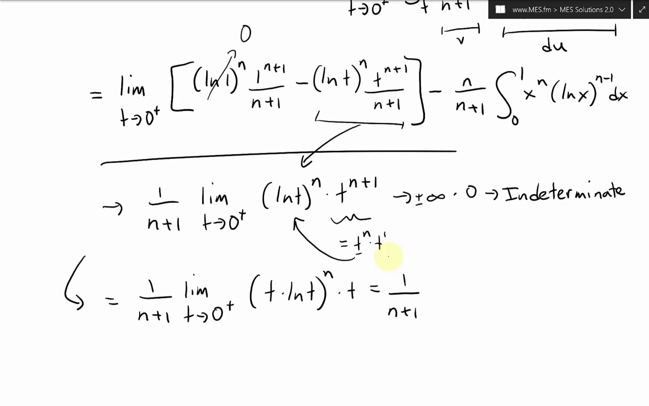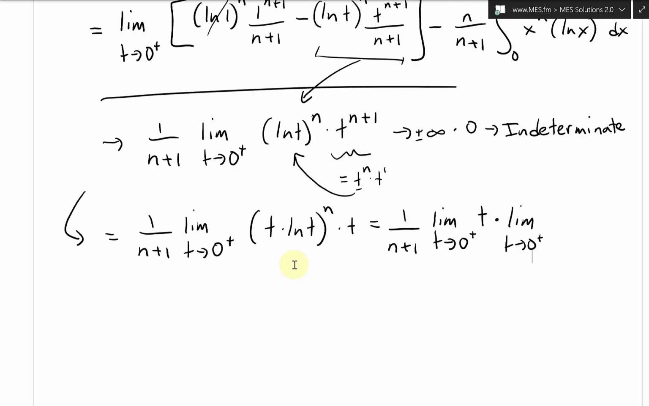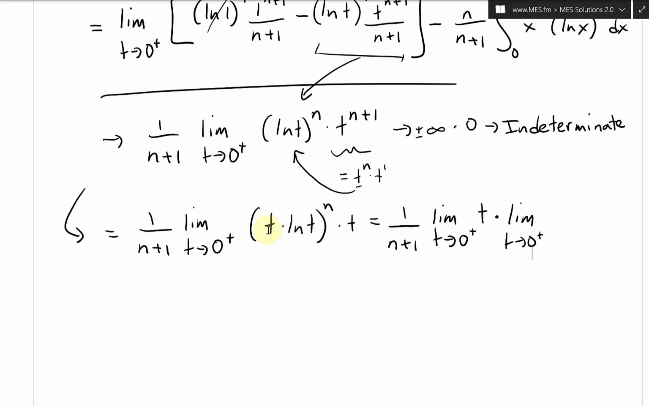So 1 over n plus 1 times the limit as t approaches 0 from the right side. Well, in this case, it doesn't matter where you're approaching it from for this regular t, but I'm just going to keep it to the right side. So t is going to 0, times the limit as t approaches 0 from the right side of ln t times t. But again, this is 0 times infinity, so I'm going to put this at the bottom: ln t over 1 divided by t.